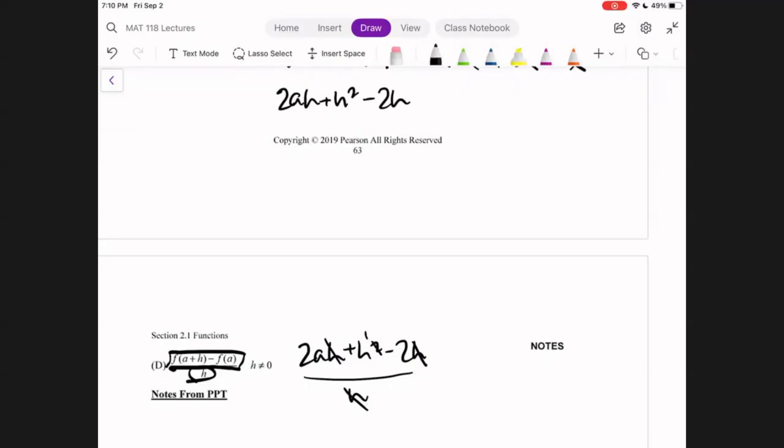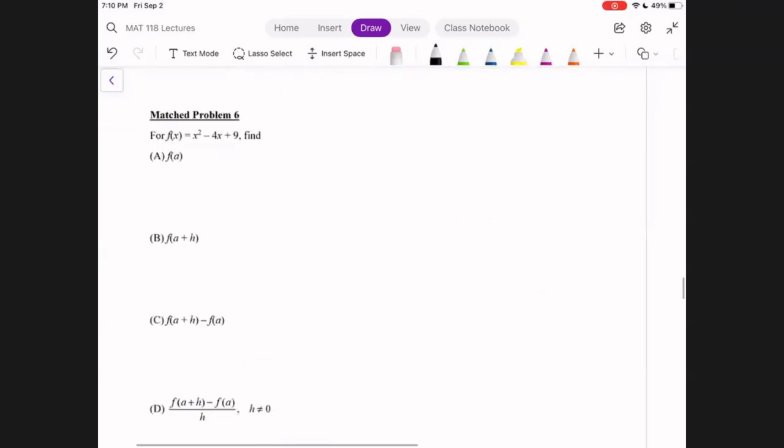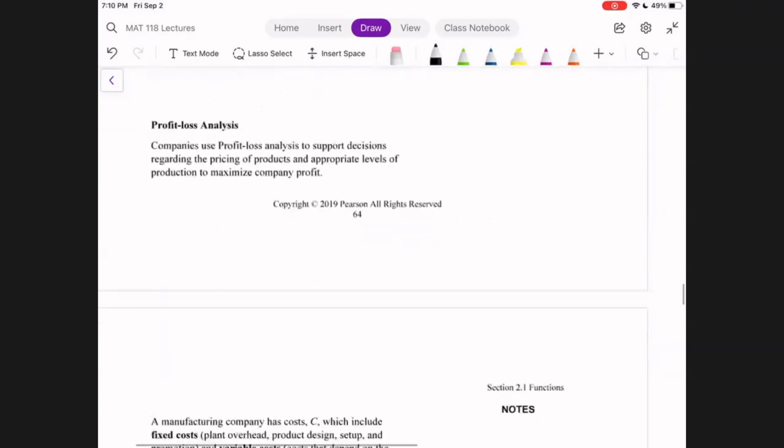You can think of it like this: it goes into every one. So cross out, make a 1 for your power there, cross out. So it'll be 2a plus h minus 2. Okay. You can practice on this math problem here if you'd like.